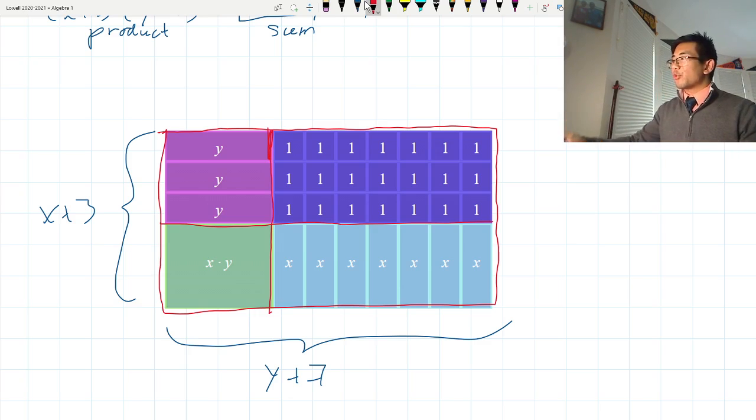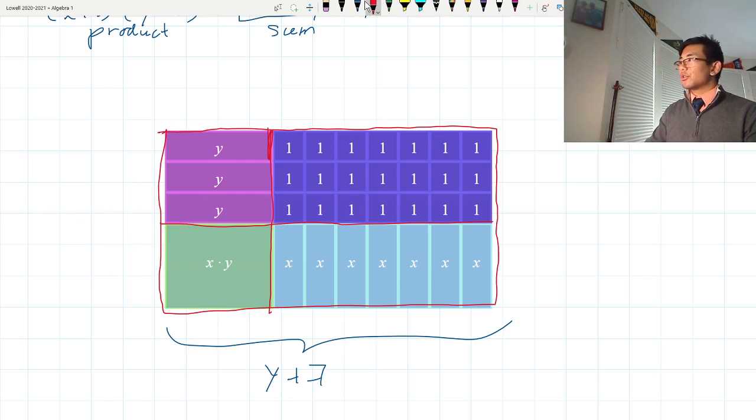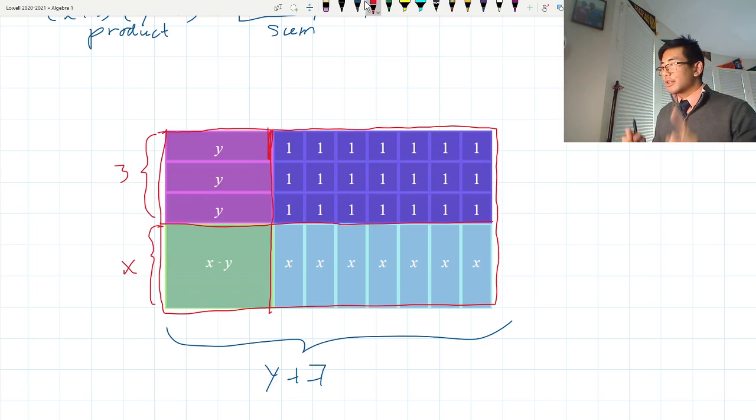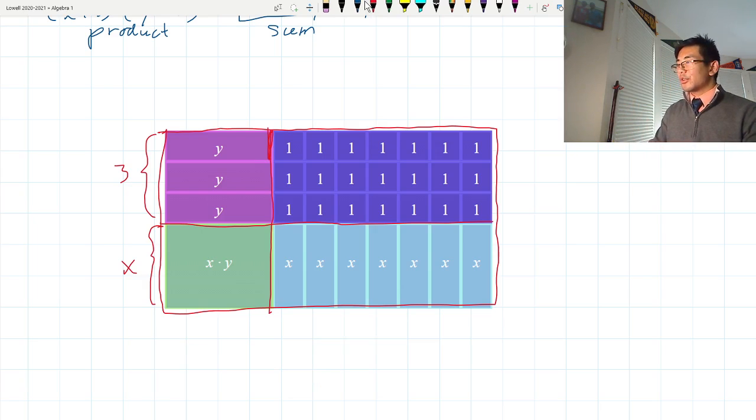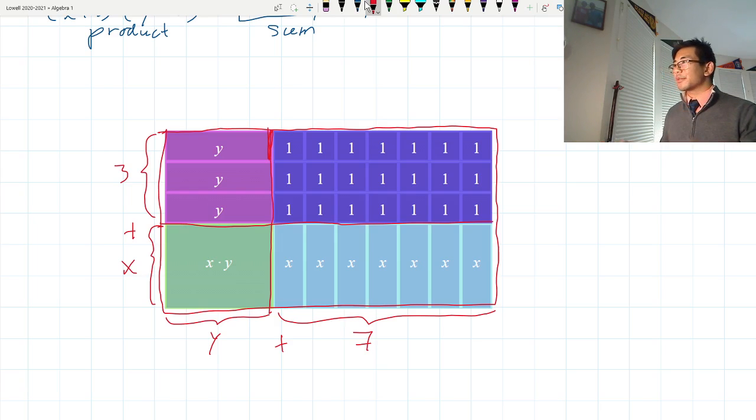Check this out. Notice how we were able to break up the side length x plus 3 into a piece that was x and a piece that was 3. If we remember correctly, this section right here was x, and this right here was length 3. Similarly, on the bottom side, we broke up the y plus 7 into a y piece and a length 7 piece, like so.